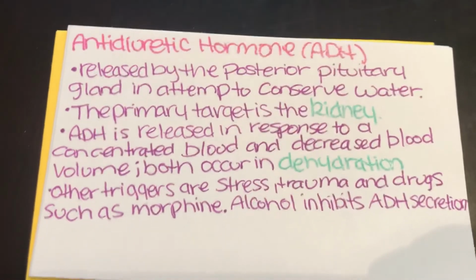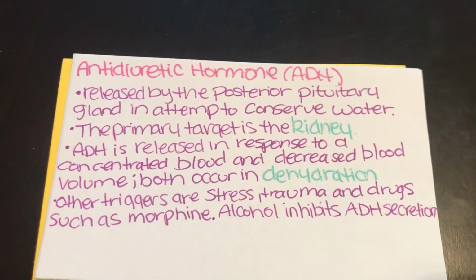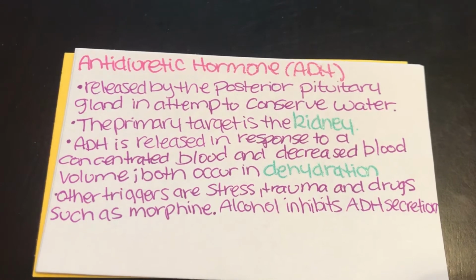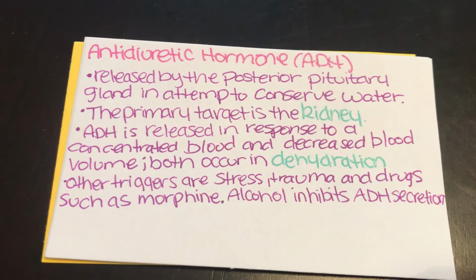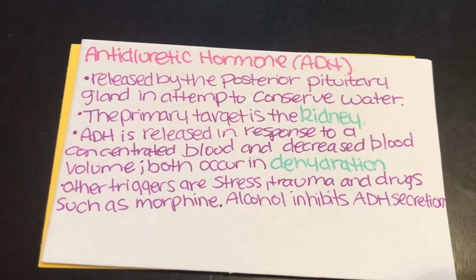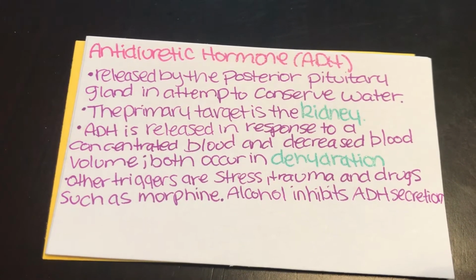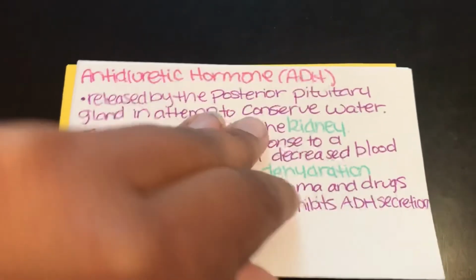So your ADH, it's released by the posterior pituitary gland in an attempt to conserve water. The primary target is the kidney. ADH is released in response to a concentrated blood and decreased blood volume, which both occur in dehydration. Other triggers are stress, trauma, and drugs such as morphine. And alcohol inhibits ADH secretion.